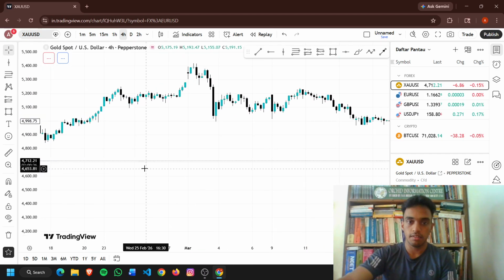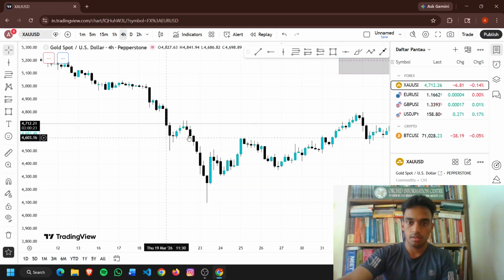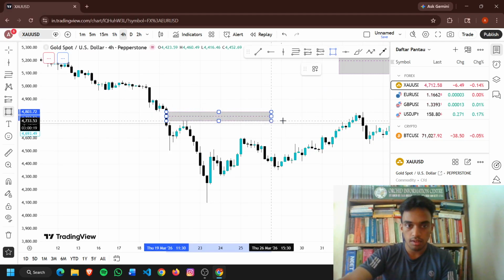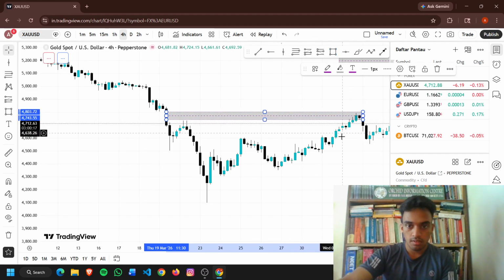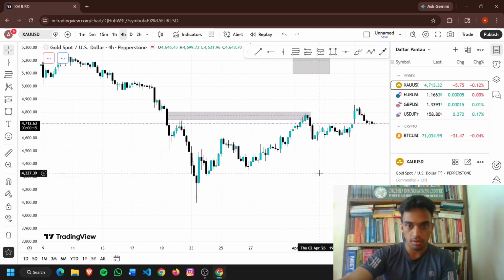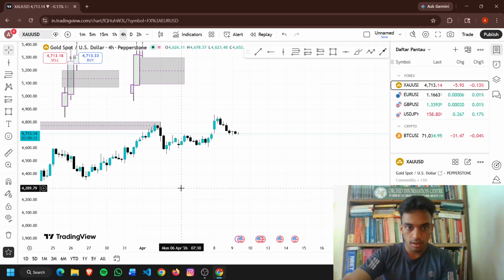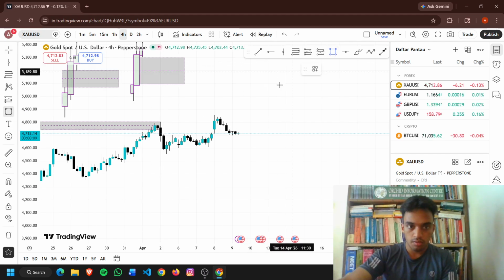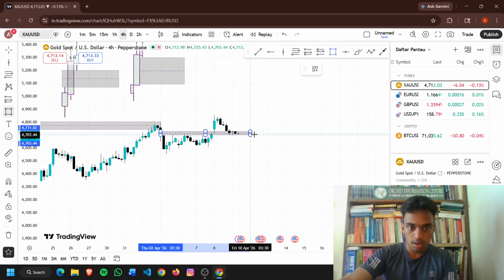See, let's find a fair value gap. Isn't this a fair value gap? Isn't this a fair value gap, guys? It just filled it and came down. And then a new fair value gap over here, a new fair value gap over here, and it filled it.